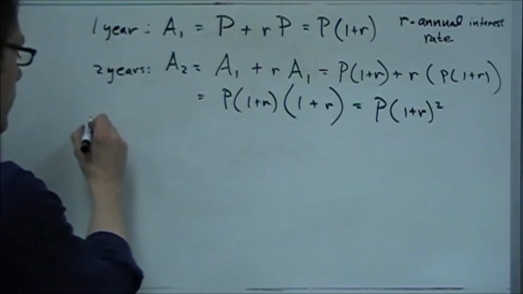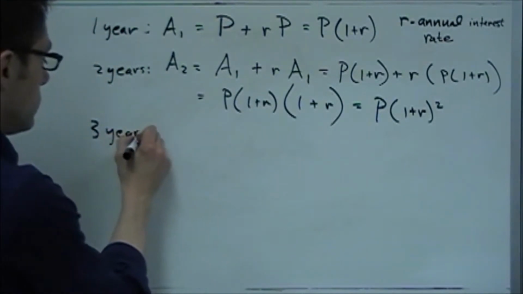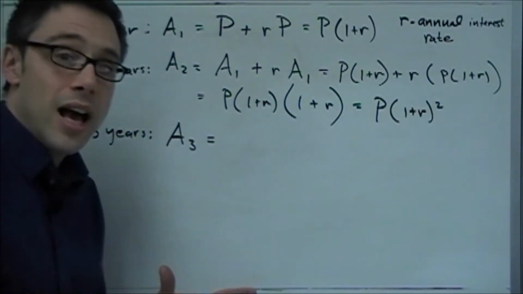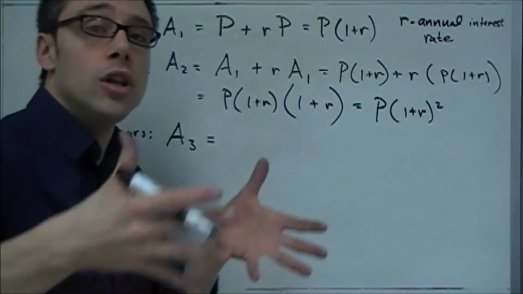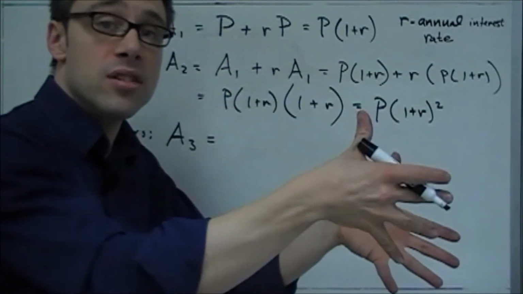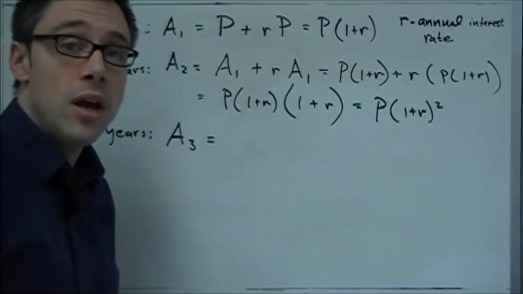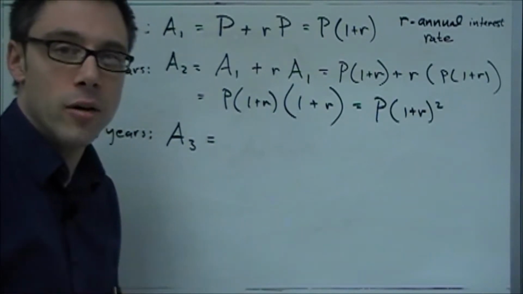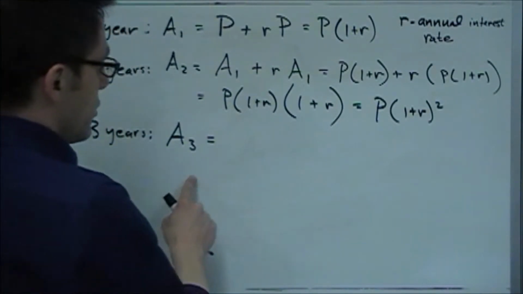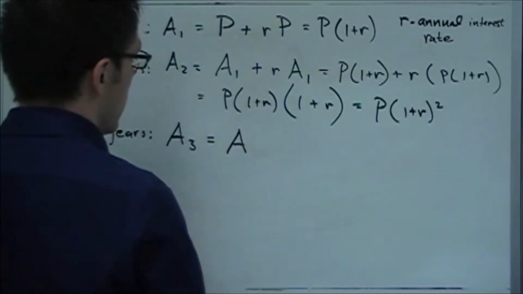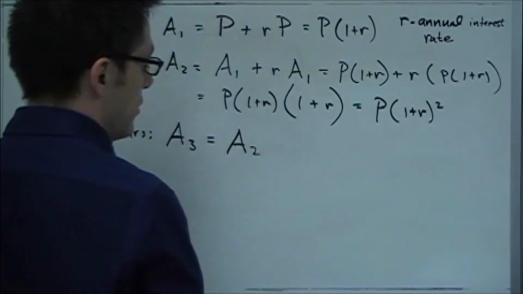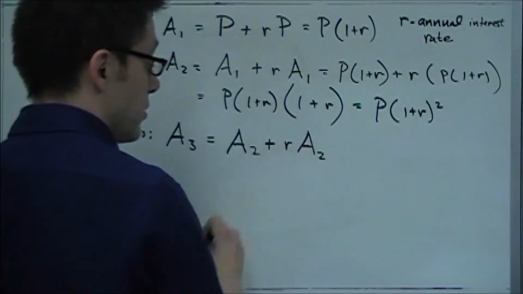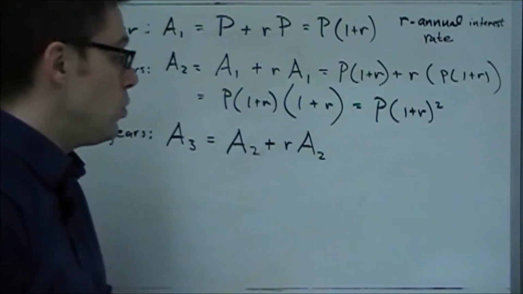How about after 3 years? Well, I'll call it A sub 3. And that's going to be, again, I am earning interest on the total amount that was in the account from the previous step, because I'm computing interest every year. It's a compounding period of 1 year. So in other words, A3 is going to be equal to the amount that was in the account from the previous year, which is A2, plus some interest that's earned on the amount that was in the account from the previous year, which is, again, A2.